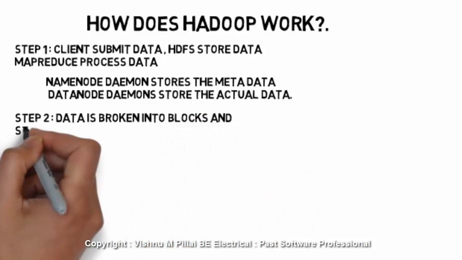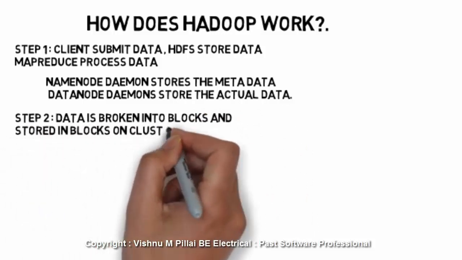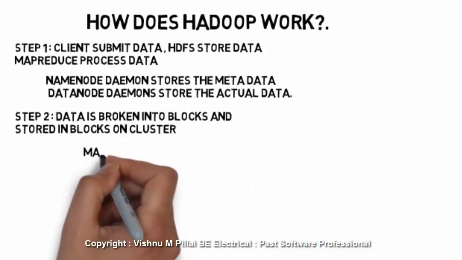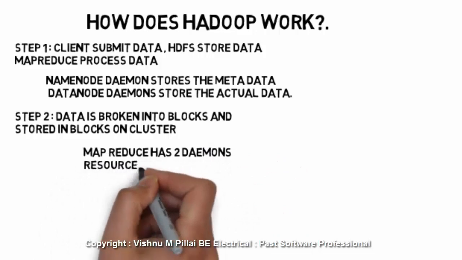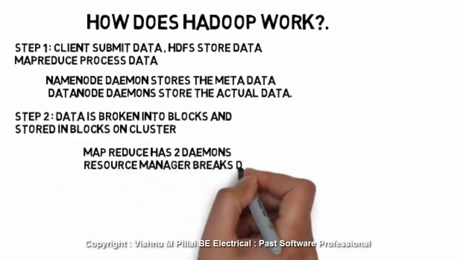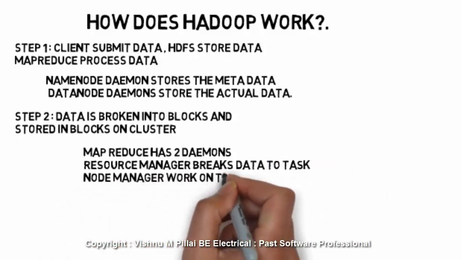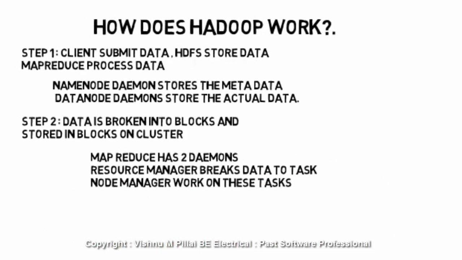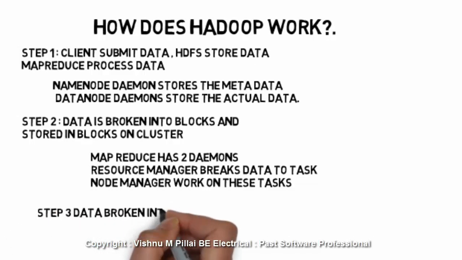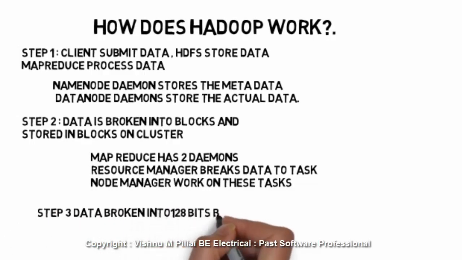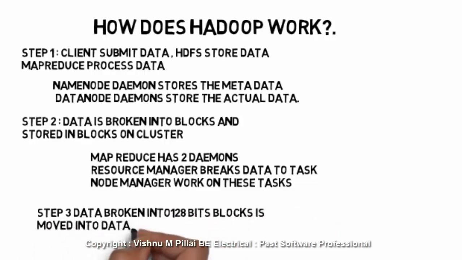The NameNode stores the metadata. The data will be stored in the form of a file, and the NameNode will store the metadata of that file, and the DataNode stores the actual data. So the NameNode will store information like the file name and the number of variables, and the DataNode will store the actual data contained, like the columns and the rows in that data. Step 2 is that data is broken into blocks, and the blocks are stored on the cluster.